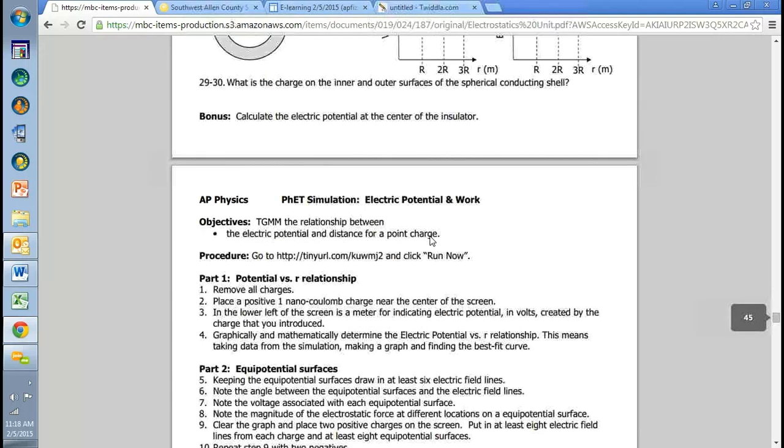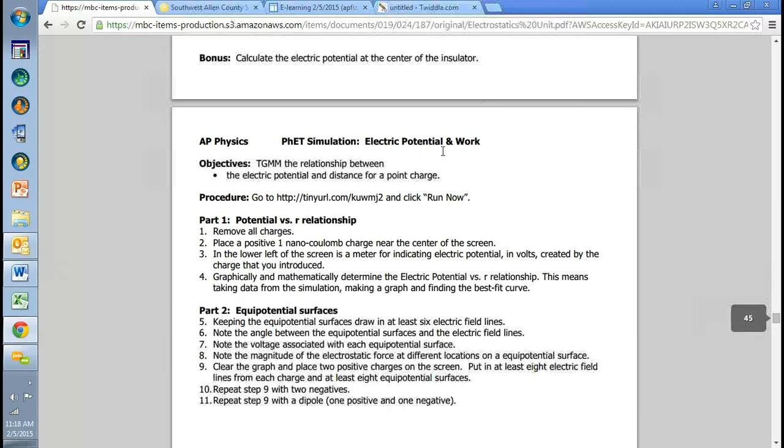Here we go. It's the PhET Simulation, electric potential and work. And what you're going to be doing is you're going to be plopping in a charge, and you're going to be looking at what the potential is around the charge. So right here's the website. I'm going to see. Hopefully it works. So let me know if it doesn't work. And I'm going to open that up.